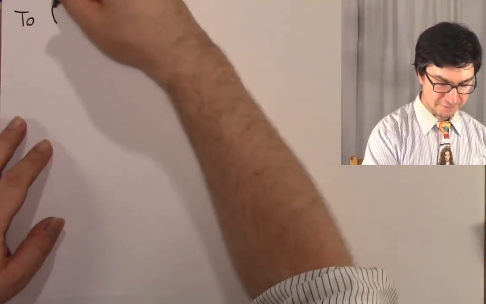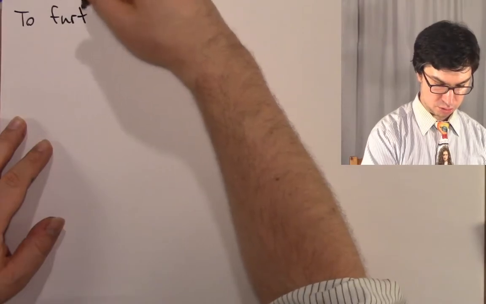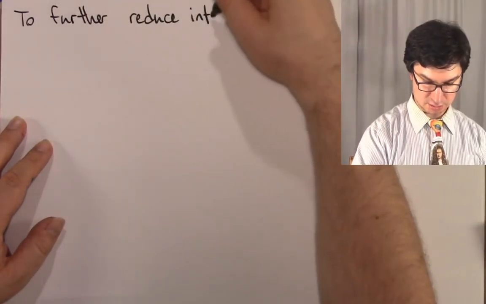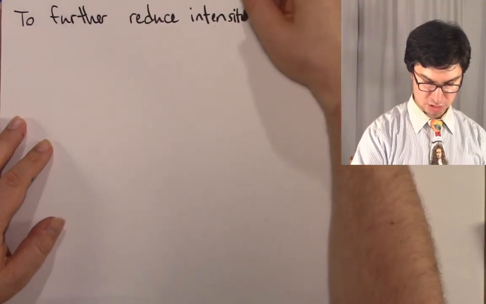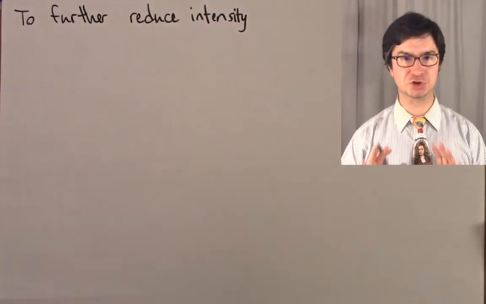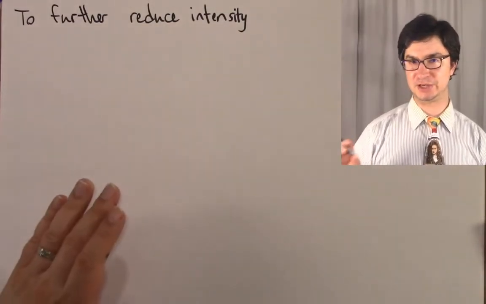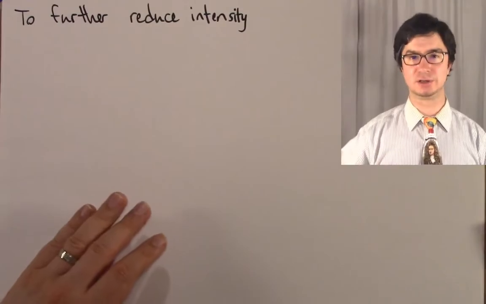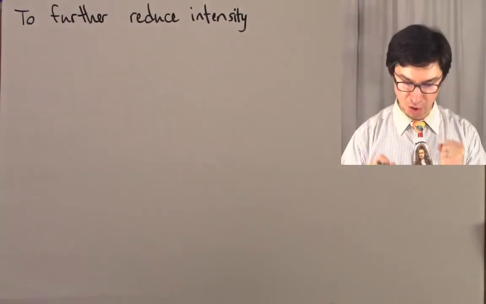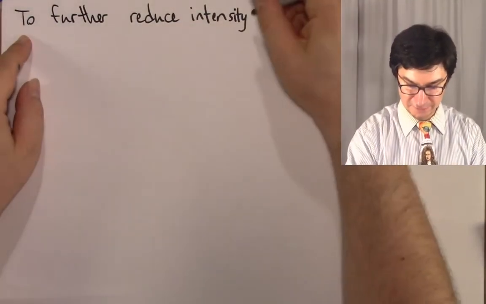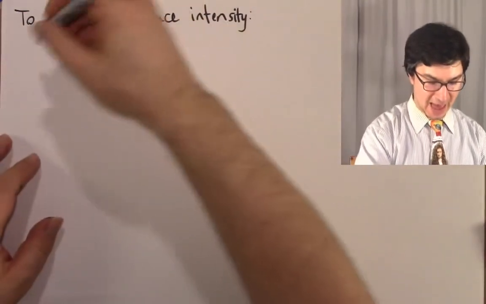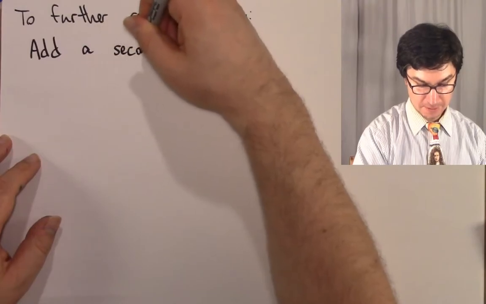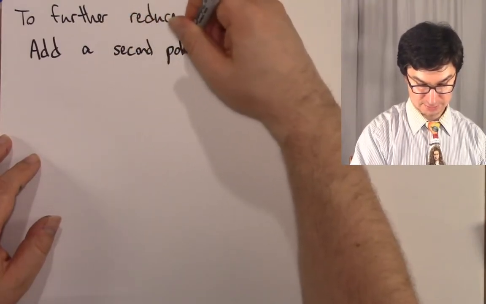To further reduce the intensity, so if you want to make the light darker, for example, if you want to take a pixel which is bright and maybe shut it off, right? You went into that tunnel in the movie and everything has to get very dark. If you want to reduce the intensity even further, you add a second polarizer.